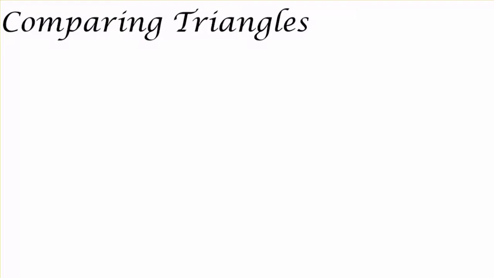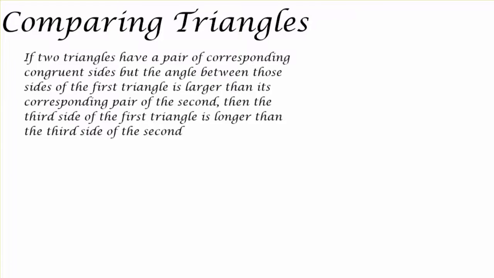Lesson on comparing triangles. In this lesson, we will learn some basic rules and properties of triangles when they're in pairs and how that leads us to make accurate comparisons. Now, if two triangles have a pair of corresponding congruent sides, but the angle between those sides of the first triangle is larger than its corresponding pair of the second, then the third side of the first triangle is longer than the third side of the second.